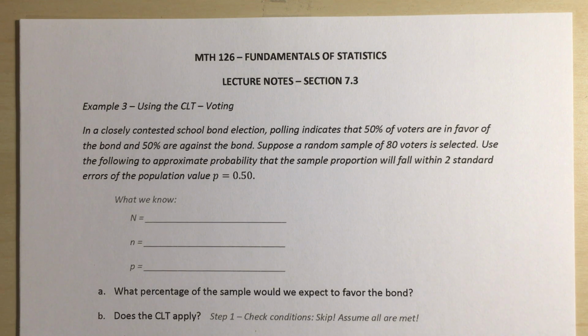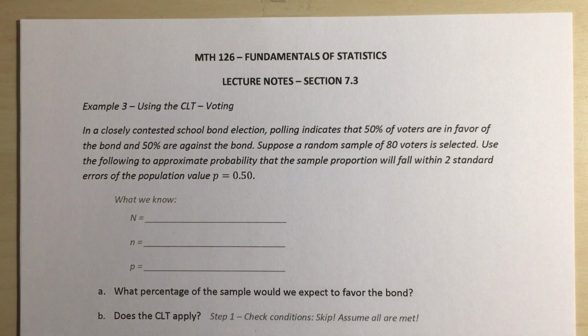So in a closely contested school bond election, polling indicates that 50% of the voters are in favor of the bond and 50% are against the bond. Suppose a random sample of 80 voters is selected. Use the following to approximate the probability that the sample proportion will fall within 2 standard errors of our population value of p equals 0.50. So slightly different question. We're asked for the probability that it's going to fall within 2 standard errors.